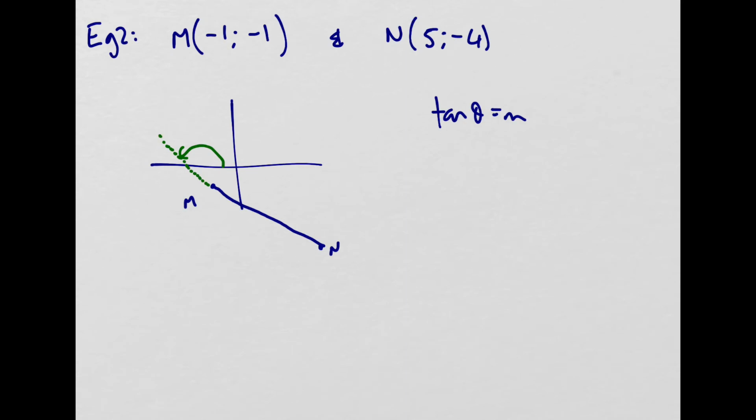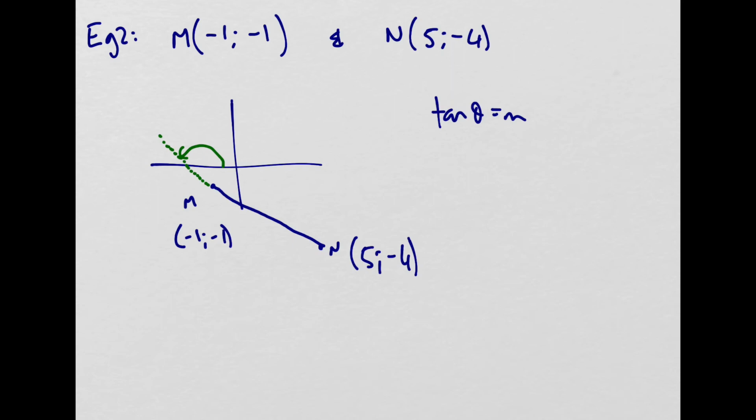Okay, so let's label our points here. The point M is (-1, -1), and the point N is (5, -4). Now we're going to calculate the angle of inclination. The angle of inclination is what I've shown you in green there. But you'll see something slightly different happening in this example. So let's do it.